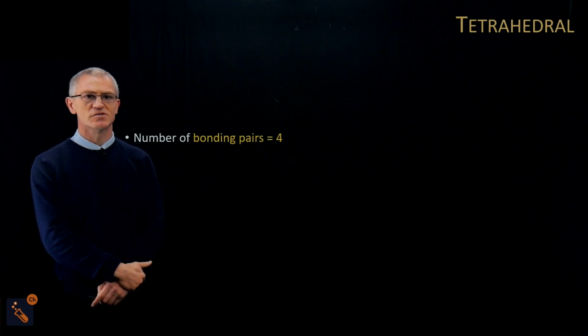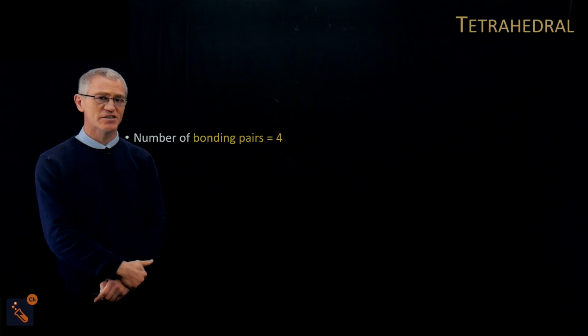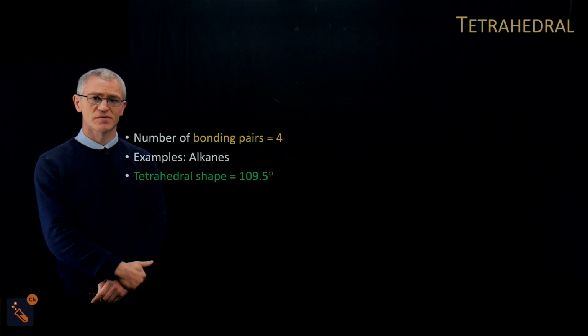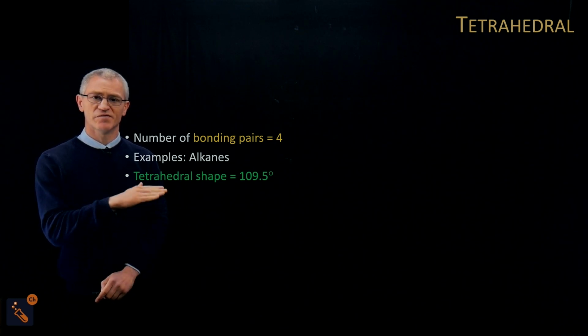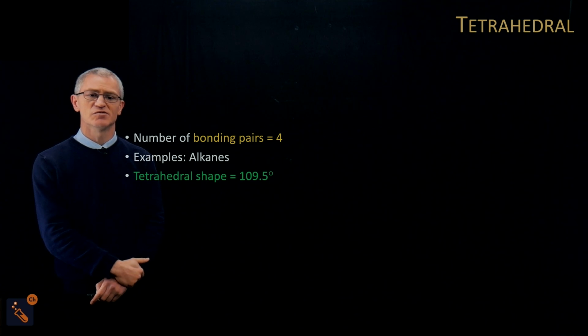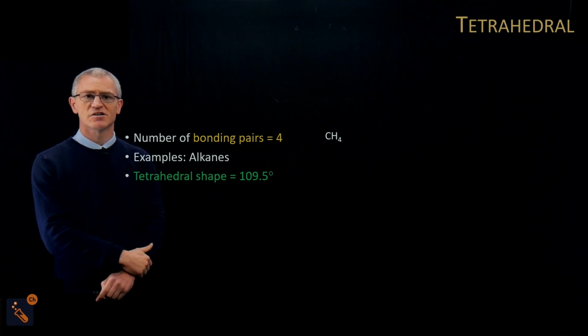The first one is tetrahedral. So that has a number of bonding pairs of 4. And the most common example is alkanes. And it has a tetrahedral shape of 109.5. So the bond angle between the electrons is 109.5, and you have to memorize that. It's the most important thing. Let's look at a couple of examples.